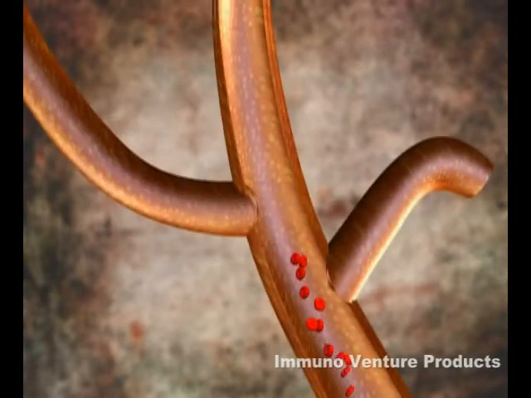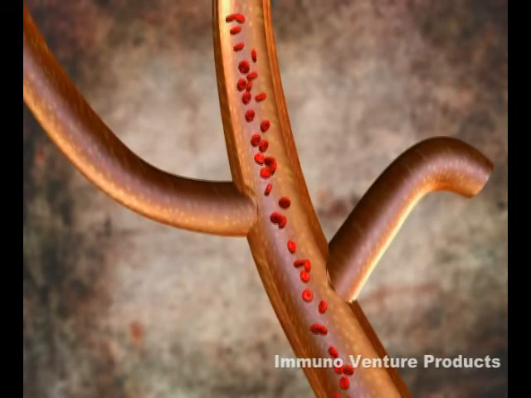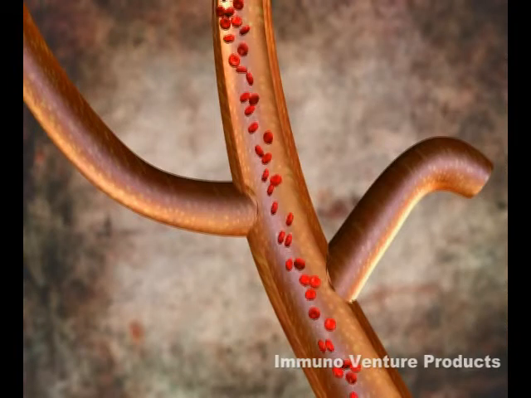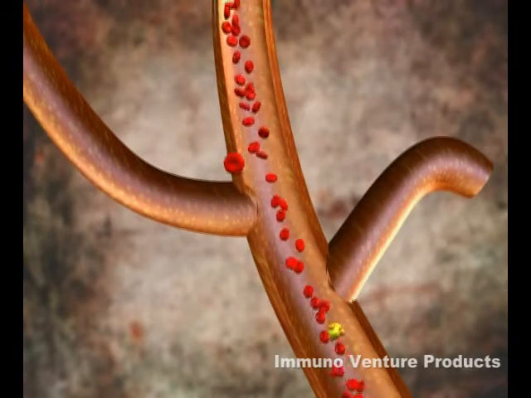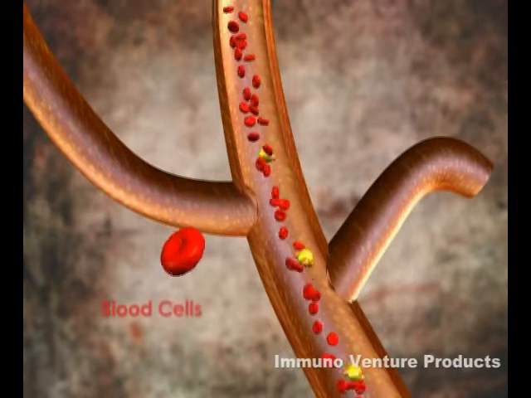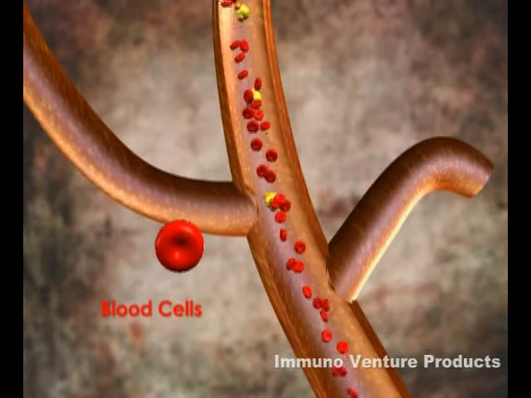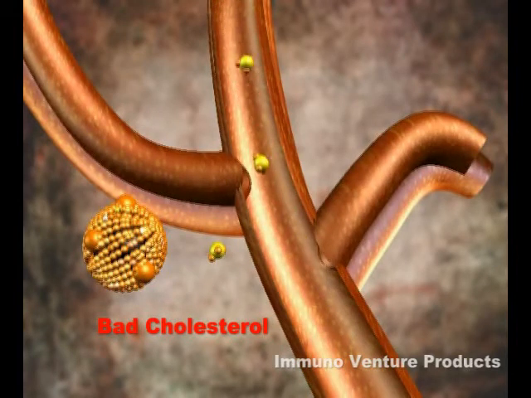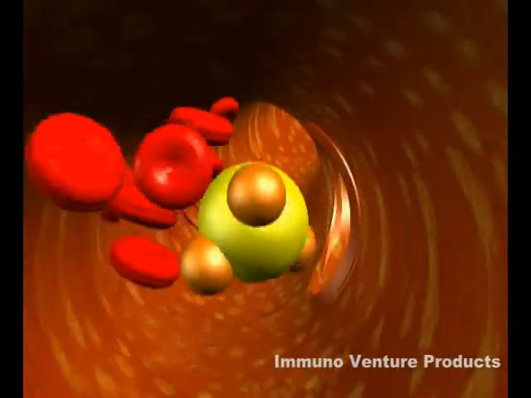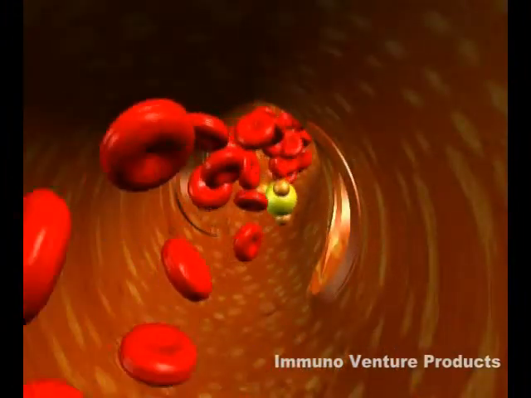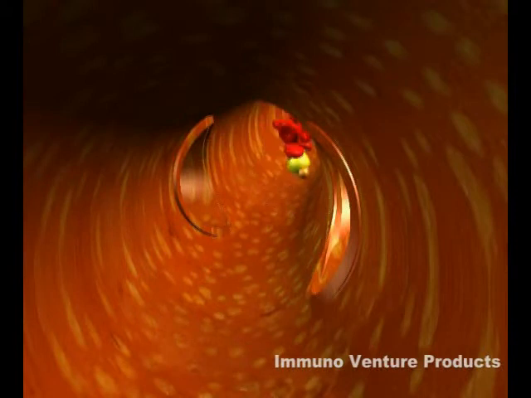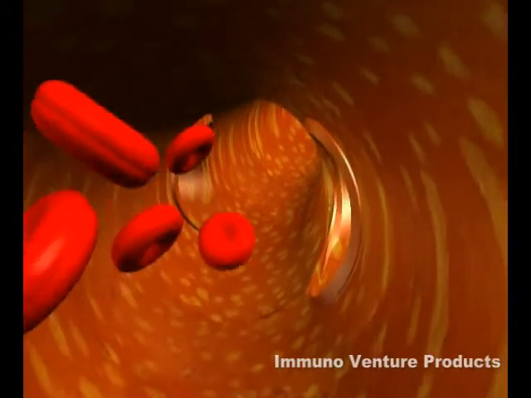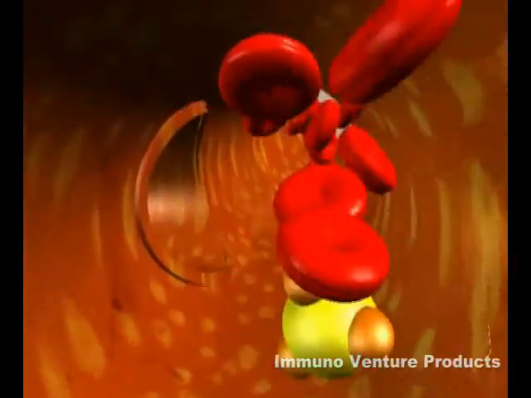LDL, or bad cholesterol, is transported to body cells through arteries. Shown here is a blood cell. The yellow spheres shown flowing in the blood supply is bad cholesterol. This is a closer view of bad cholesterol flowing in the blood supply inside the artery. It is making its way to cells and organs that rely on it.